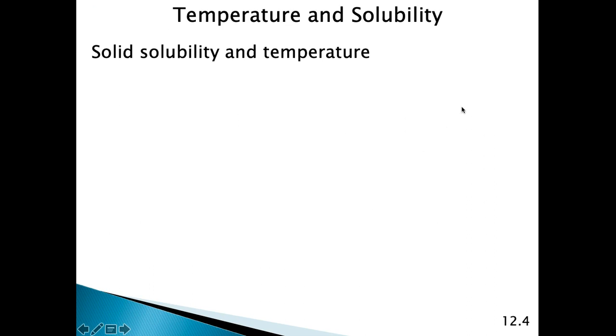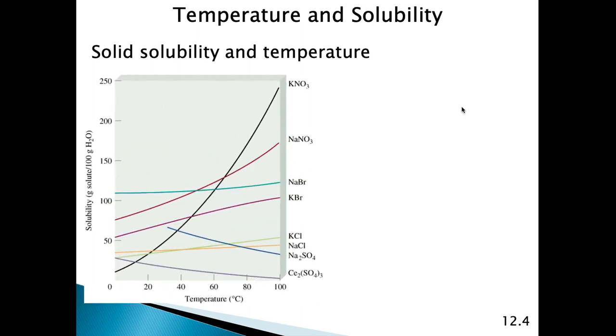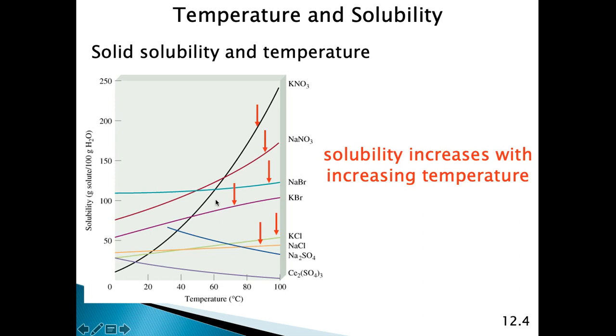Some common sense here: solid solubility and temperature. If you ever tried to make Jello, it tells you that you need to heat up the water in a saucepan on your stove. And then when you put in the Jello powder, basically sugar with the coloring in it, it dissolves pretty quickly. In general, most substances will increase their solubility when you increase the temperature.